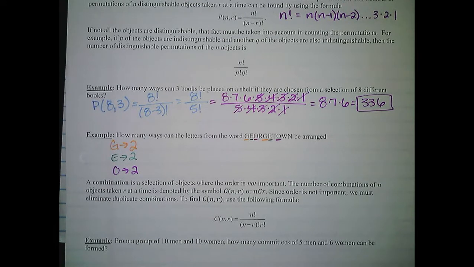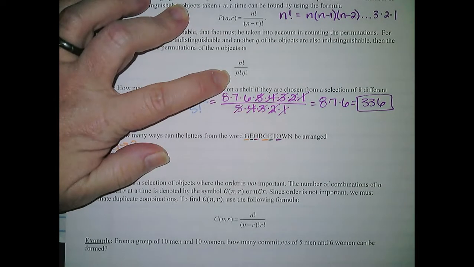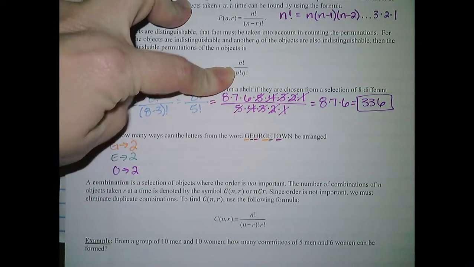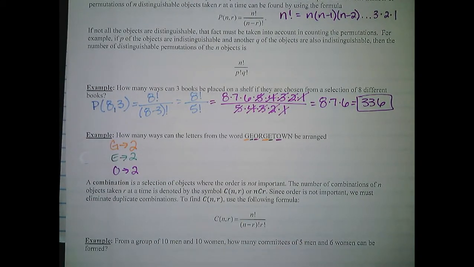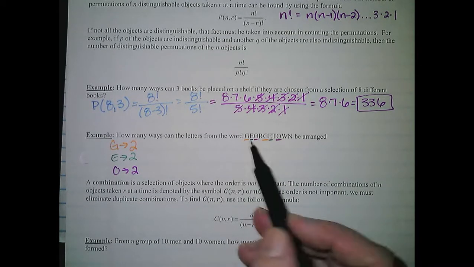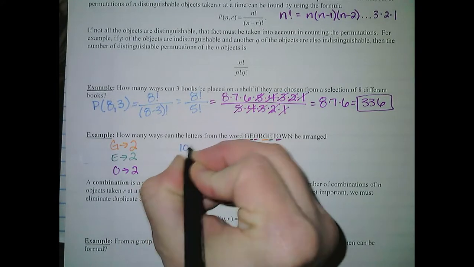And so to find the number of different arrangements for those letters, we're going to use that modified formula for the permutations. N is the total number of items that we're arranging. In this case, that would be the letters in our word, Georgetown. So we have 10 different letters in the word Georgetown. So we're going to have 10 factorial.